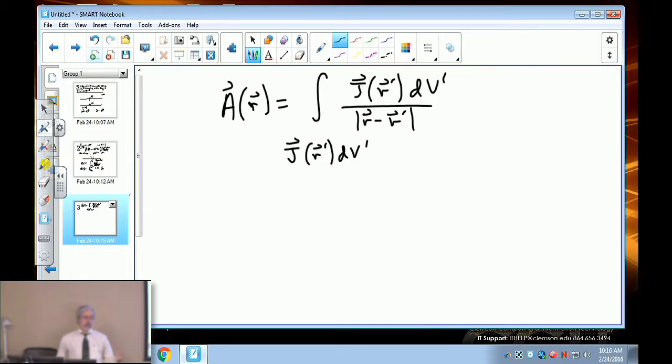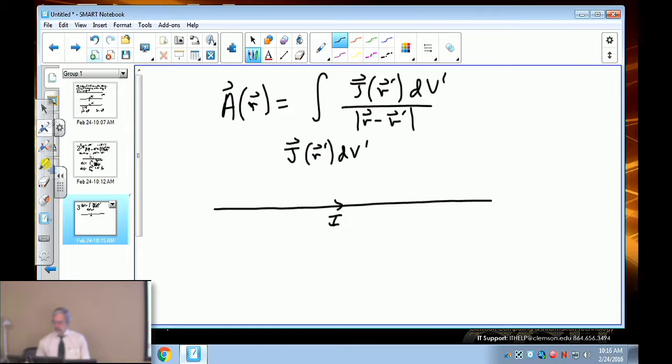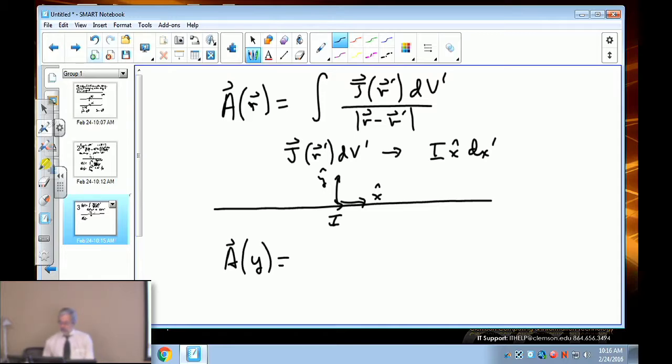Actually, you can sketch the A field around a kind of general current distribution. In the case of the wire, we have the current flowing like this, and so the J dV prime, if we're choosing the coordinate system x hat and y hat like this, will go to I x hat dx prime. So in other words, it's a little section of the line. It carries total current I in the x hat direction. And so now in this special case, A, this is a volume integral, but now it becomes a line integral.